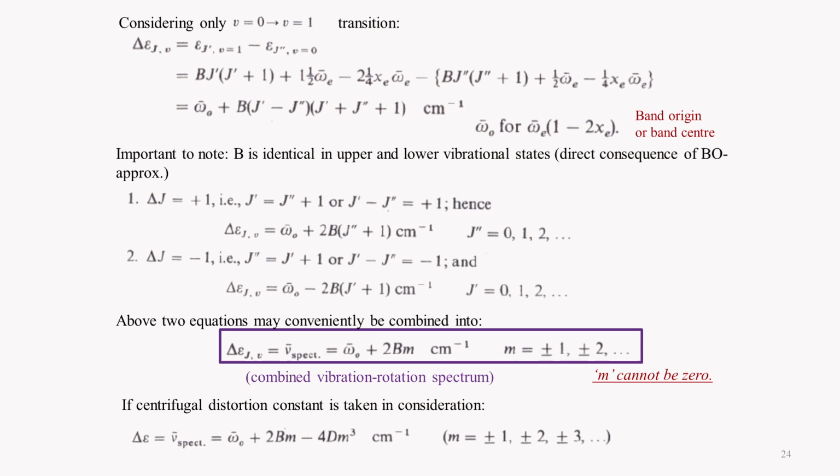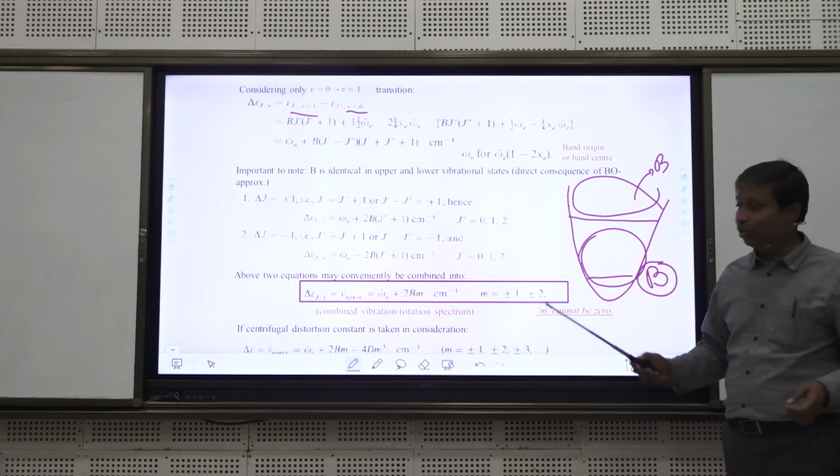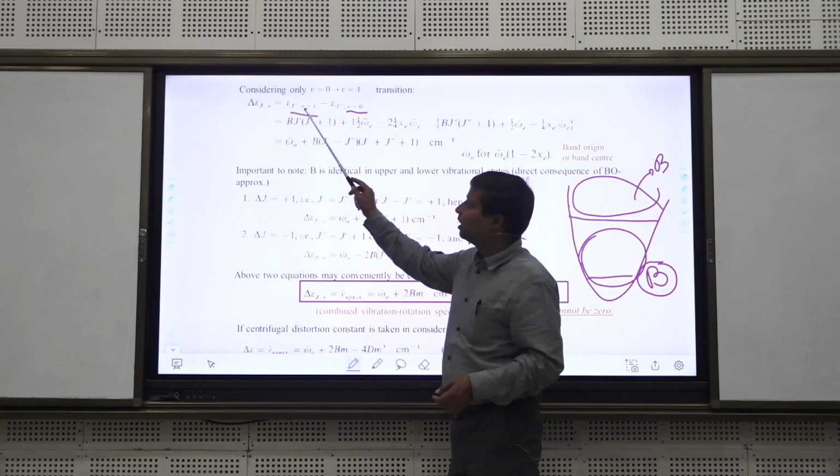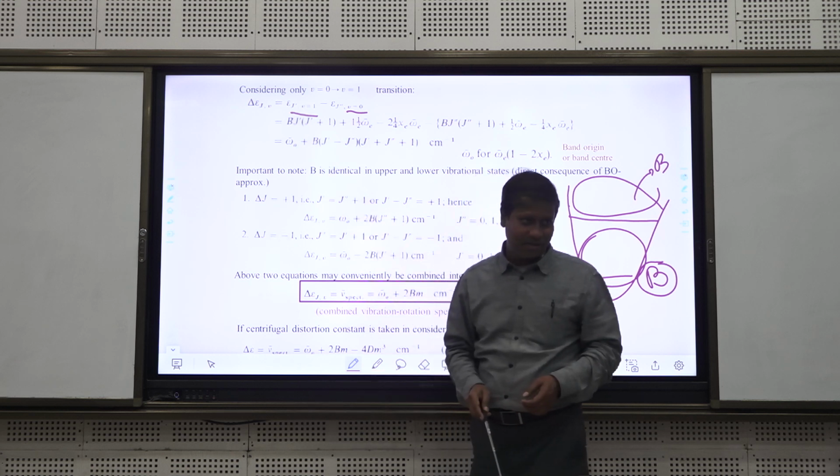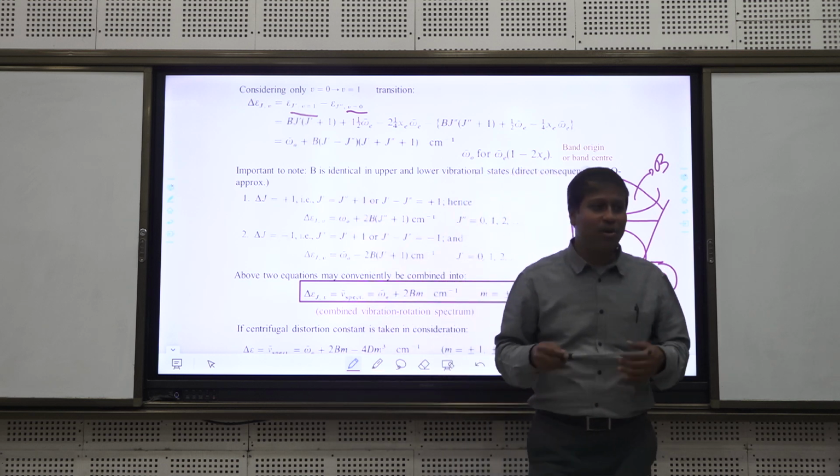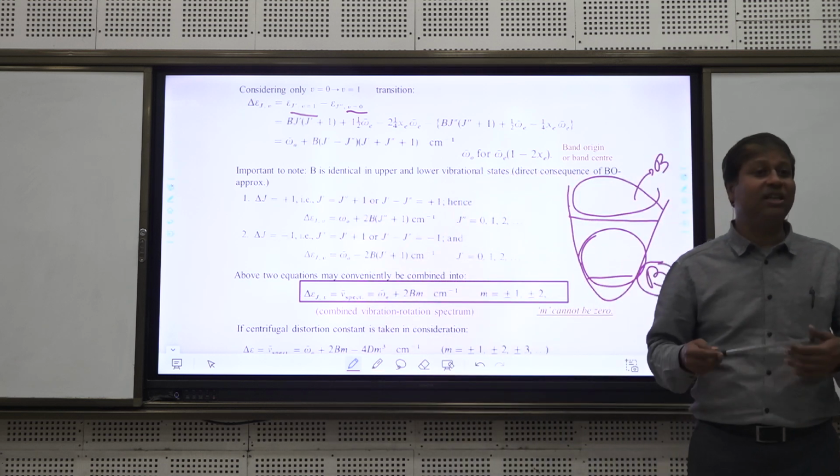For these rotational states, the rotational quantum number and the rotational constant we have taken as B, here also B, here also B. Even if there is an increase in the bond length, that is not changing the B value, which is not possible. So we have to consider now that B changes. That means the Born-Oppenheimer approximation is invalid.